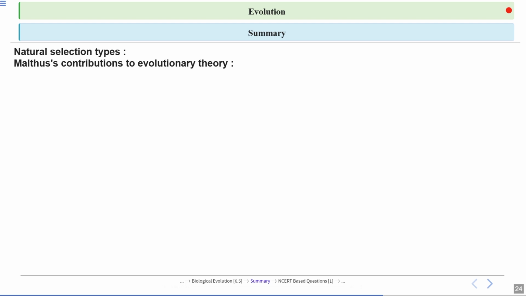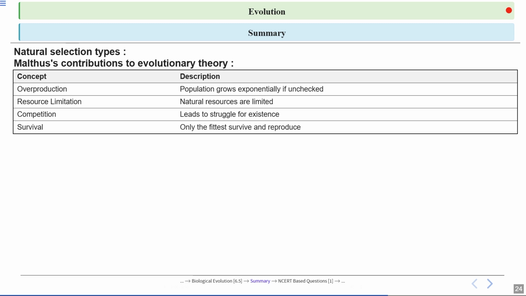Malthus' contribution to evolution theory. Let's talk about this. First, there is overproduction. Population grows exponentially if unchecked. But the resources are always limited. So this leads to struggle for existence, and only the fittest will survive and reproduce.